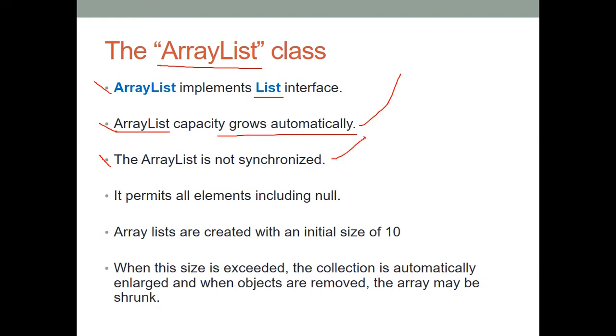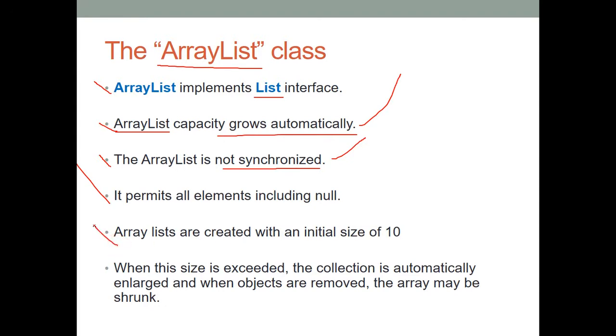The ArrayList is not synchronized, and Vector is synchronized, as you know. Since ArrayList is not synchronized, multiple threads can access it at a time. It permits all elements, including null.